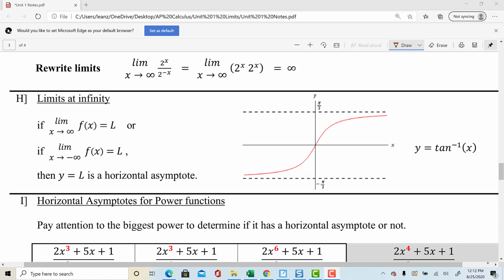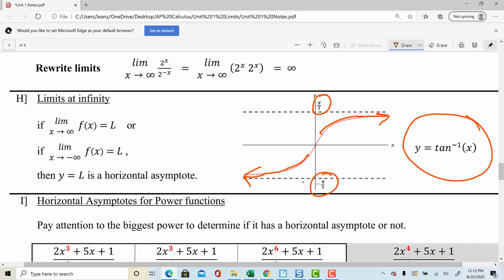Y equals that number. So if you look at the tangent inverse example, this dotted line right here and this dotted line right here are the two asymptotes. So the limit as x goes to positive infinity is going to equal pi halves, and the limit as x goes to negative infinity is going to be negative pi halves. So you're getting an actual number. In this case, we actually have two horizontal asymptotes. If a function has a horizontal asymptote, it usually has only one.